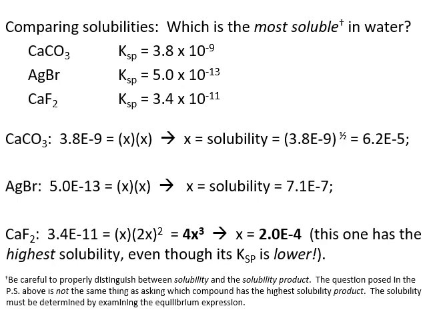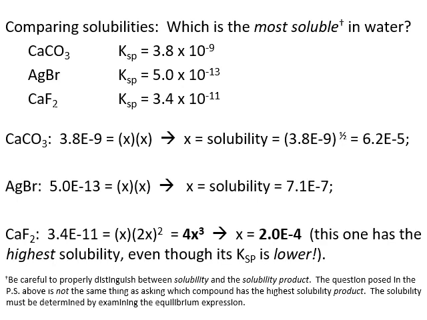So, for example, compare the solubilities for these three salts, and it says which is the most soluble in water. All right, so at the top, calcium carbonate, two particles. It only breaks up into two. Silver bromide, two particles. But for the calcium fluoride, it breaks up into three particles. Now, if they all broke up into the same number of particles, then calcium carbonate would have the highest solubility, right? Because it's got the largest constant.